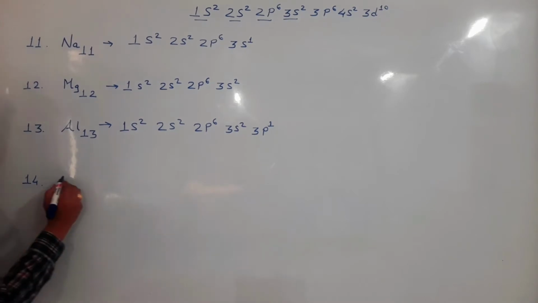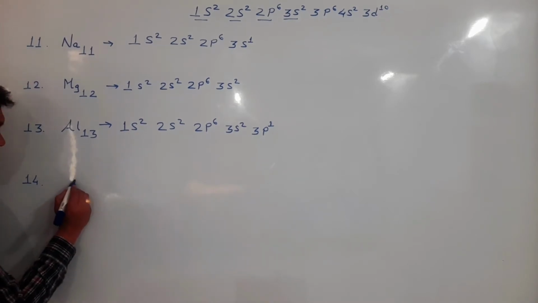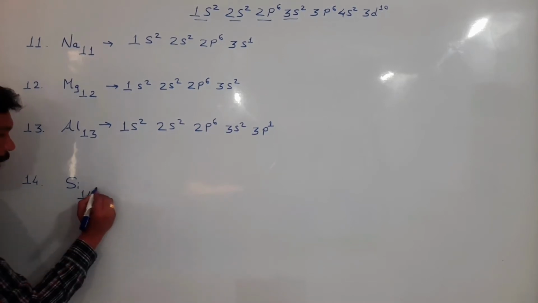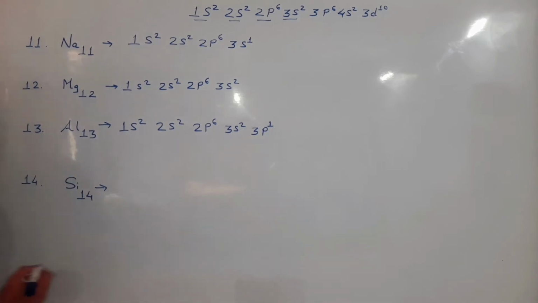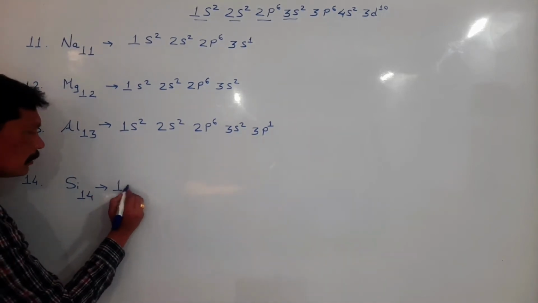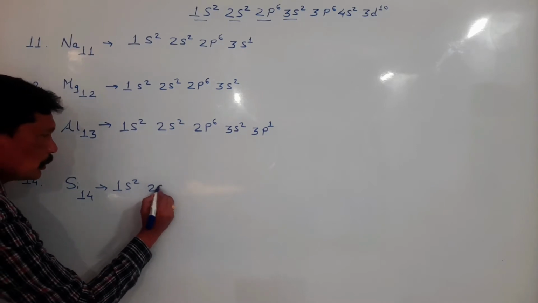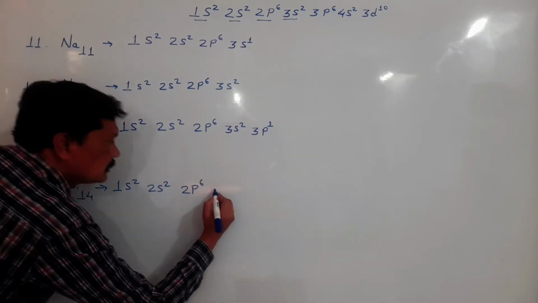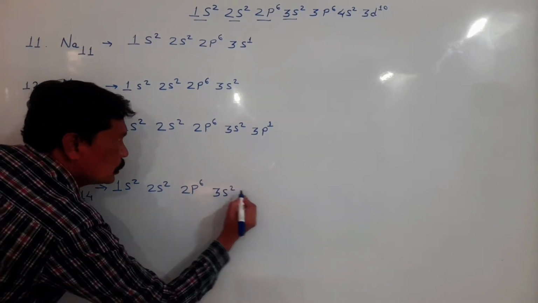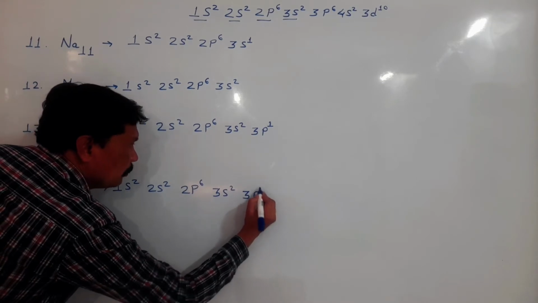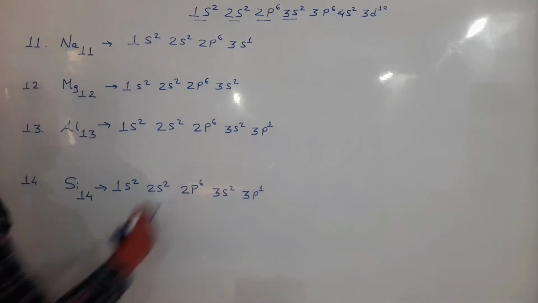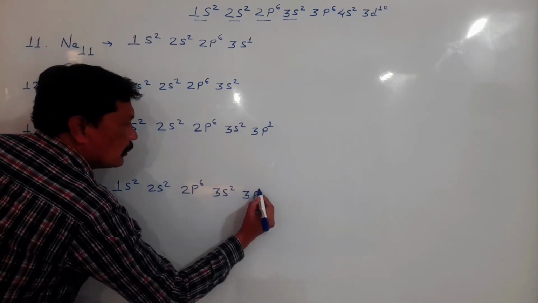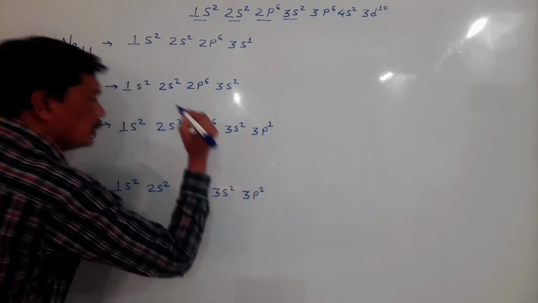The next element is silicon. Its atomic number is 14. Its electronic configuration will be 1s2, 2s2, 2p6, 3s2, 3p. The 1 is over, so here we will write 3p2.